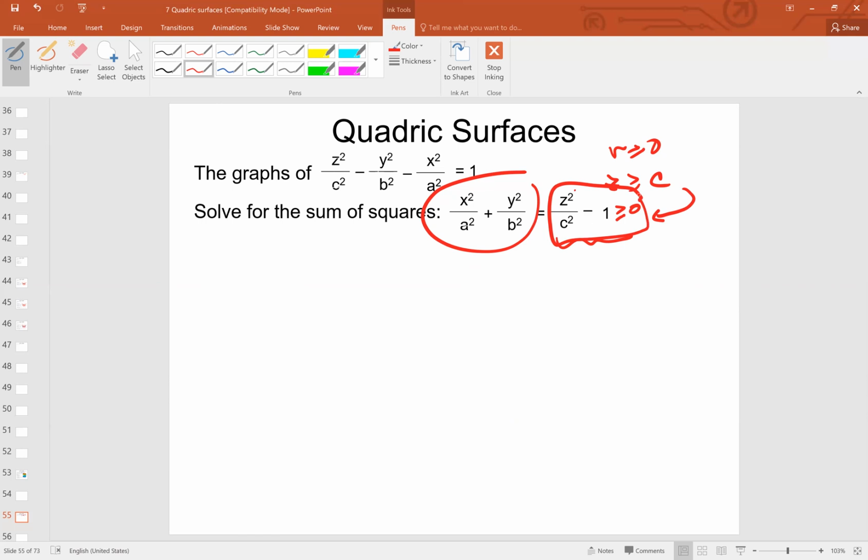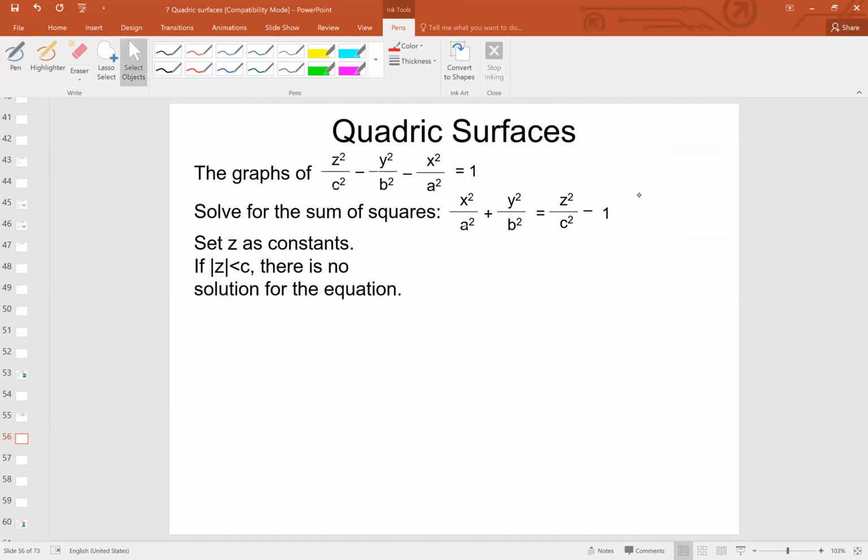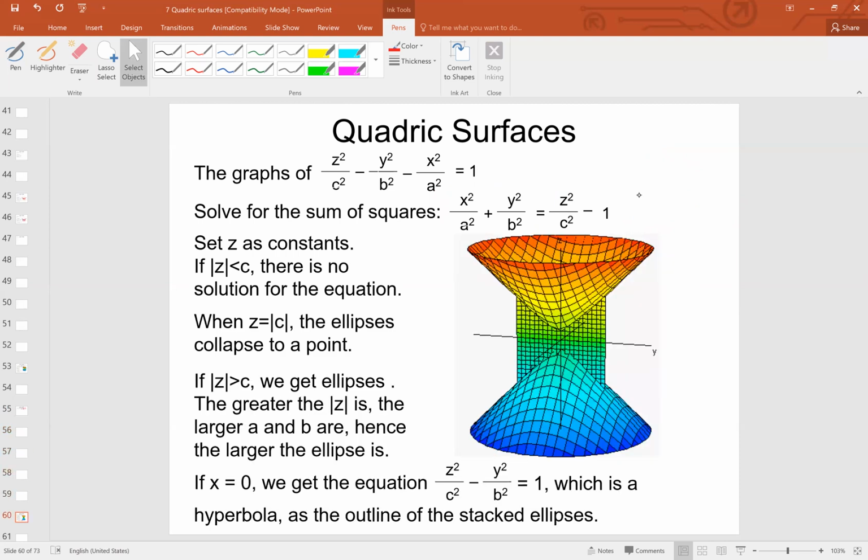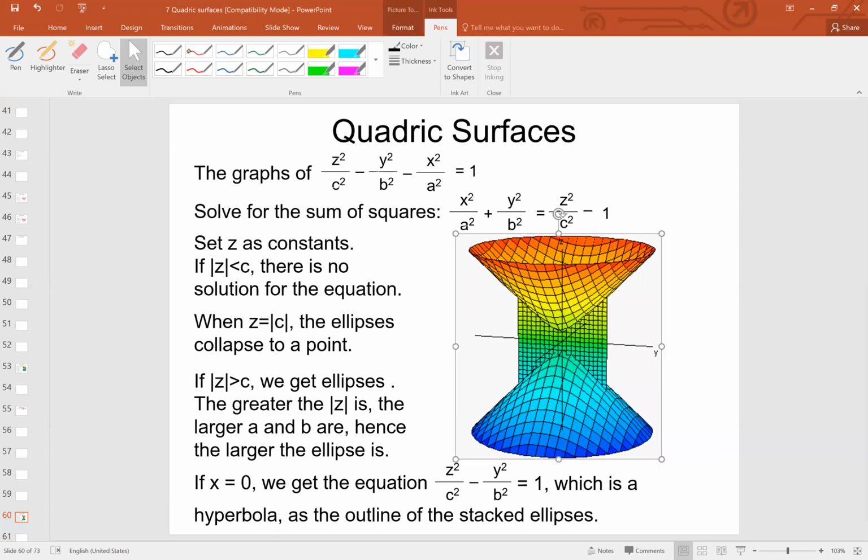What it means is the graph has no trace. If you try to slide through z at different levels to see the trace, there's no trace until you get to z equal to c. Between 0 and c, there's no trace. Once you get to z equal to c, you get a bunch of ellipses stacked up. In this case, there will be two separate elliptic bowls, one up, one down, starting at a point over here.